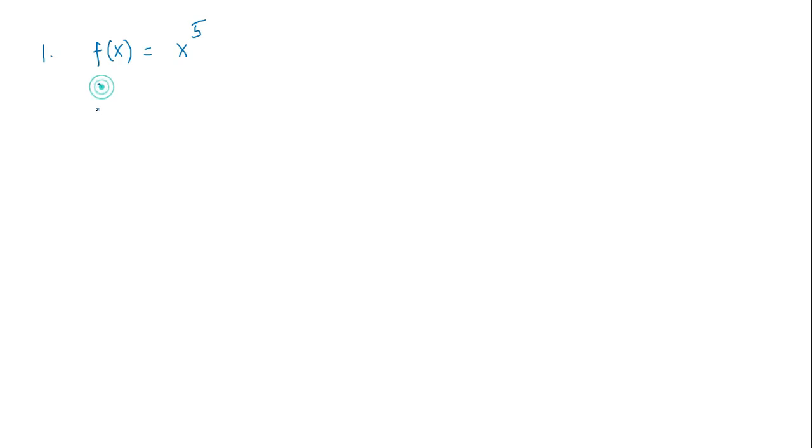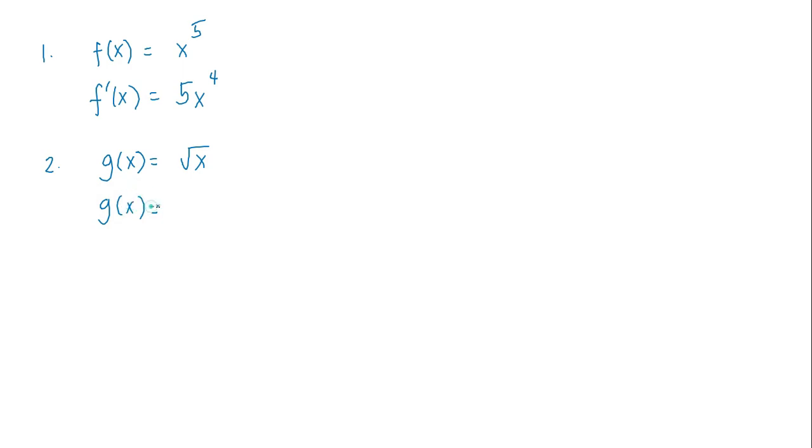So according to the rule, ibababa mo lang ang exponent na 5 and then babawasan mo ng isa. So 5 minus 1 is 4. And that's it. For number 2, suppose you are given g of x is equal to square root of x.